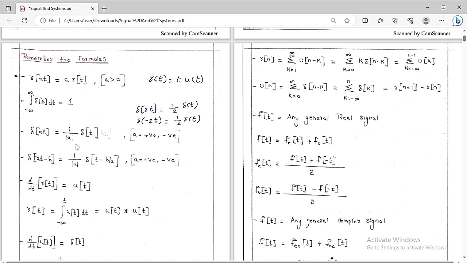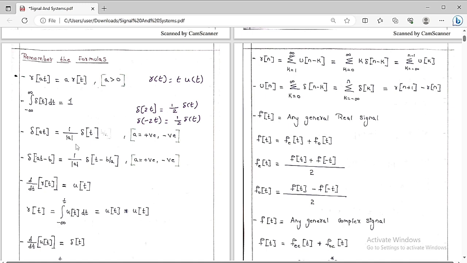So therefore, always remember delta of AT is always equal to 1 by mod A times delta of t, where A can be positive or A can be negative, because you know the graph of delta of t is symmetric. That is the reason we can say it is going to be like this. So finally, delta of AT is always equal to 1 by mod A times delta of t, where A can be positive or negative.